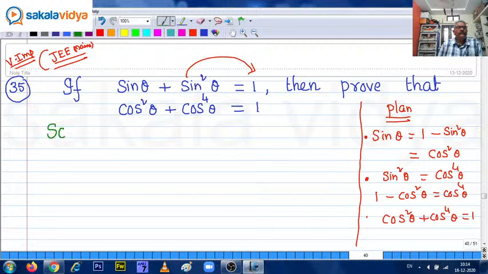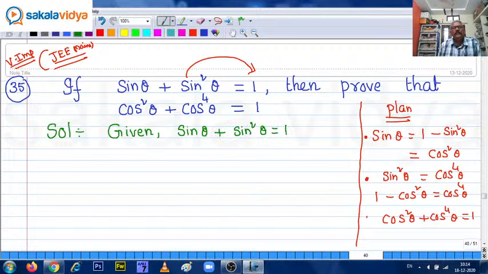See the solution. Given sin theta plus sin square theta equals 1. Transpose sin square theta to the right hand side. So we get sin theta equals 1 minus sin square theta. Okay, sin theta equals cos square theta.